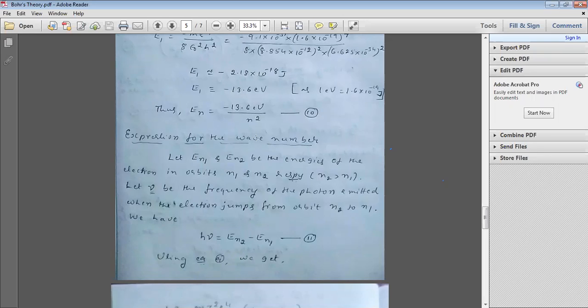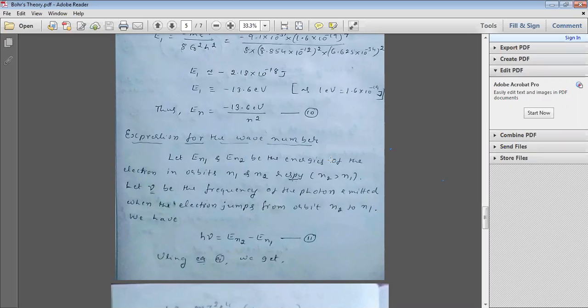Now if the electron is giving out radiation, the photon has a frequency. If it has a frequency, definitely it has a wavelength. The reciprocal of wavelength, 1 by lambda, is what we call the wave number. Here we are trying to find an expression for the wave number of the emitted photon. Wave number is nothing but the reciprocal of wavelength.